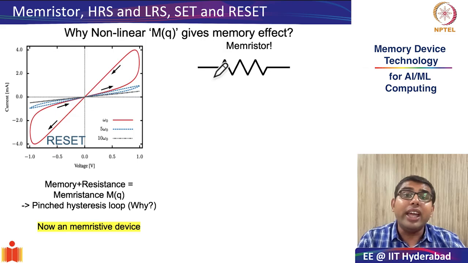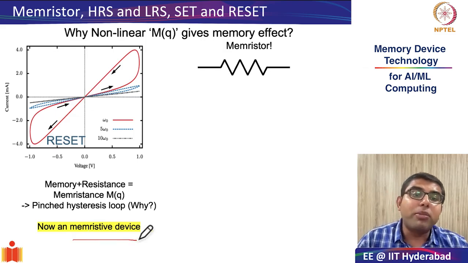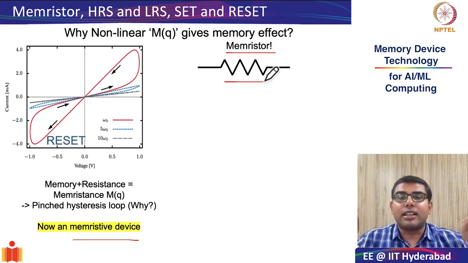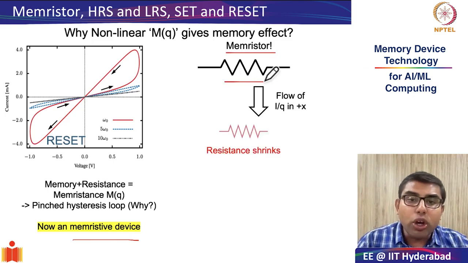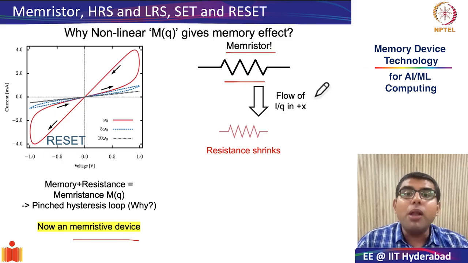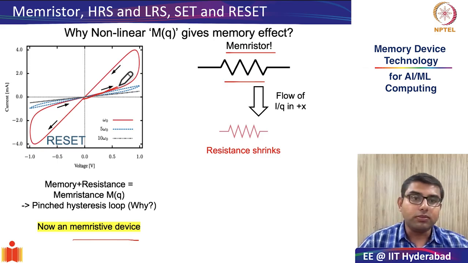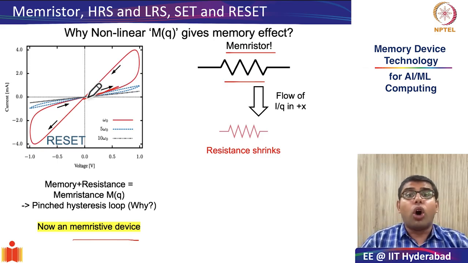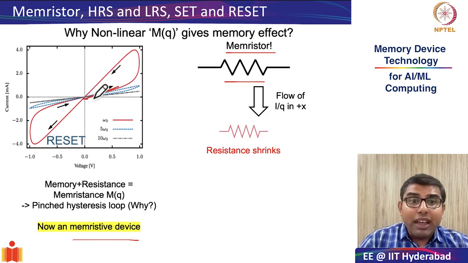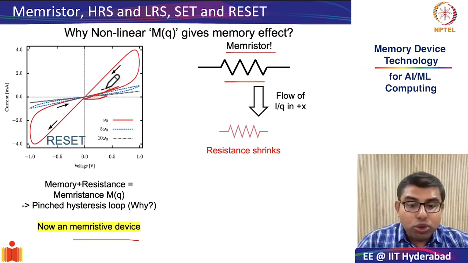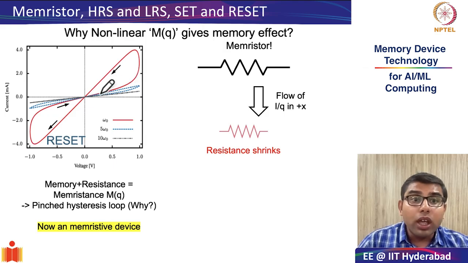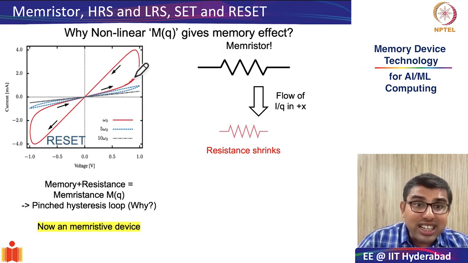Let's now look at the same effect in a memristive device. So this is a memristor device which initially has some resistance. Just like in your pipe example, you flow current in the positive X direction. Now let's see what happens. In this graph also, you are flowing current in the positive X direction. When you flow current or charge in the positive X direction, if the resistance had to remain the same, this would be a linear line. But as you can see, as voltage increases, the current is increasing.